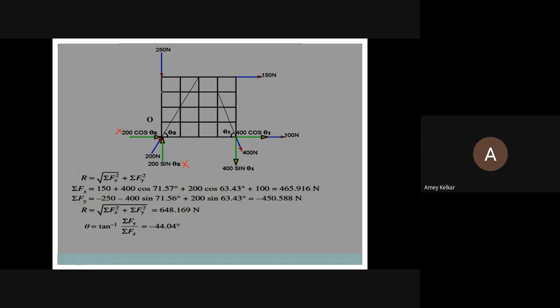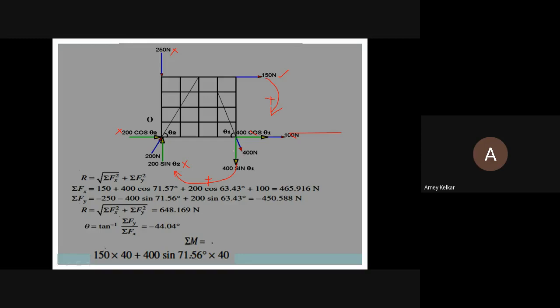This 250 force also passes straight through O, so it will be 250 into 0. So this force is also out. Now, when we come to the moment equation, these are also out as they pass through. The only forces that remain are 150 and 400 sine theta 1. This 150 will come in clockwise direction, and this 400 sine theta 1 will also come in clockwise direction. So both are positive.